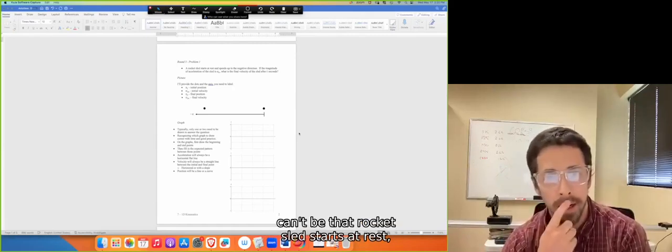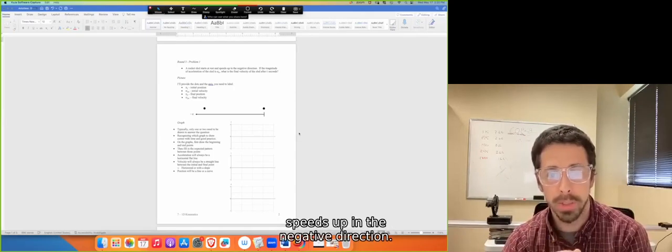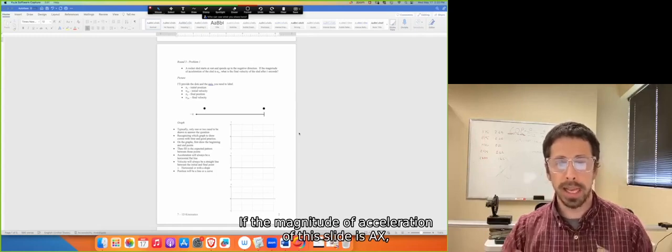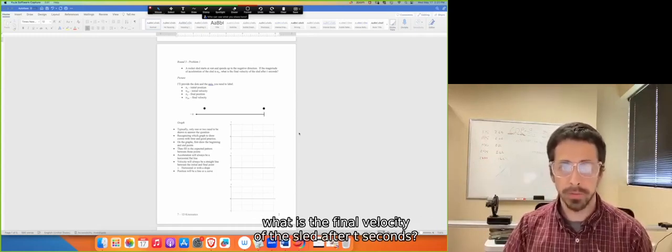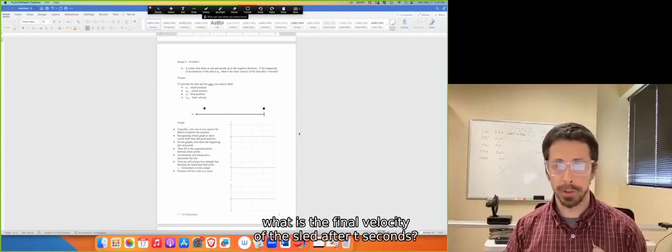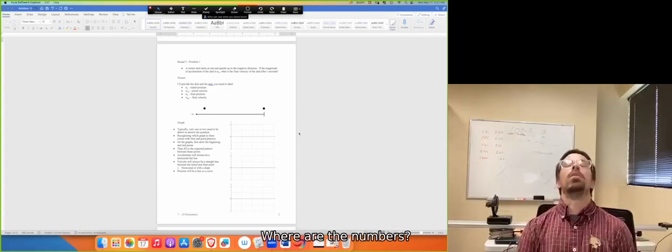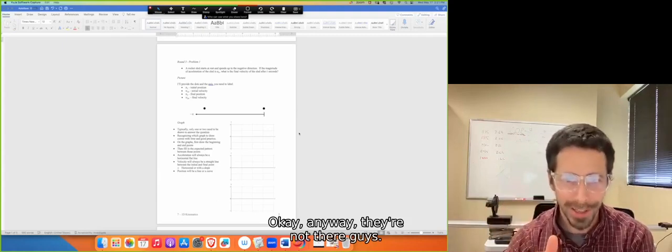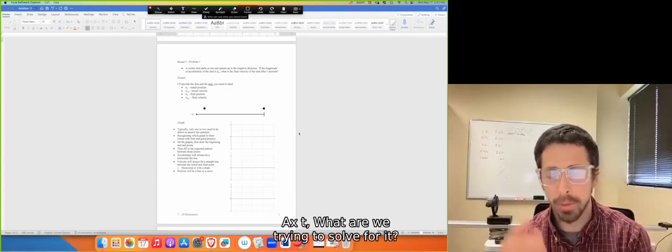Can't beat that. A rocket sled starts at rest, speeds up in the negative direction. If the magnitude of acceleration of the sled is a_x, what is the final velocity of the sled after t seconds? Oh, where are the numbers? Okay, anyway, they're not there, guys. a_x, t, what are we trying to solve for?